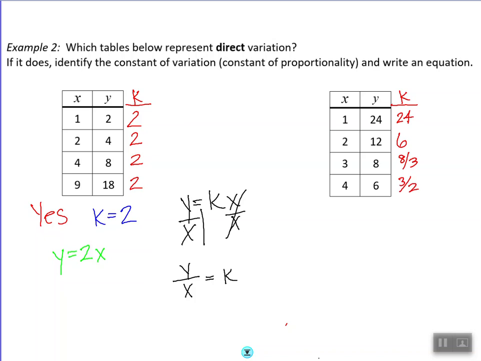Since we have a different number for k each time, that means this is not direct variation. So we cannot write down our k value and we cannot write an equation.